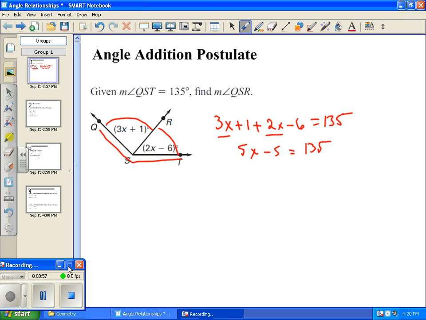Now solve for x, so add 5 to both sides. So we get 5x equals 140 and divide by 5. So we're going to get x equals 28. They want us to find the measure of angle QSR, which is this angle right here. So we're going to have to plug in the x that we just found into this angle. So 3 times 28 plus 1, that equals 85. And that's our angle, 85 degrees.